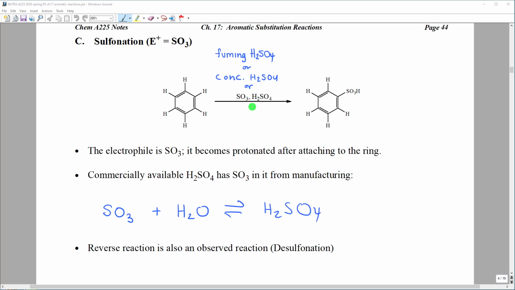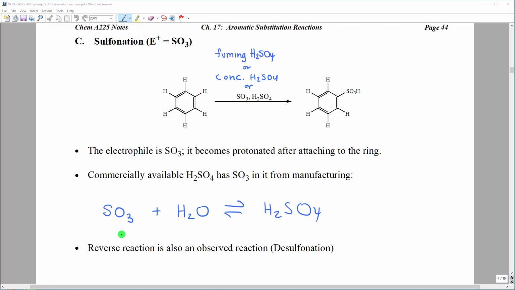Technically, what we're going to be doing is reacting the aromatic ring with SO3, which is a gas, dissolved in sulfuric acid, H2SO4. The result will be that the SO3 will attach, it will actually gain a negative formal charge, and it will be protonated, so that ultimately we have SO3H attached to the ring. Now, it turns out that commercially available sulfuric acid actually has SO3 dissolved in it from the manufacturing process.